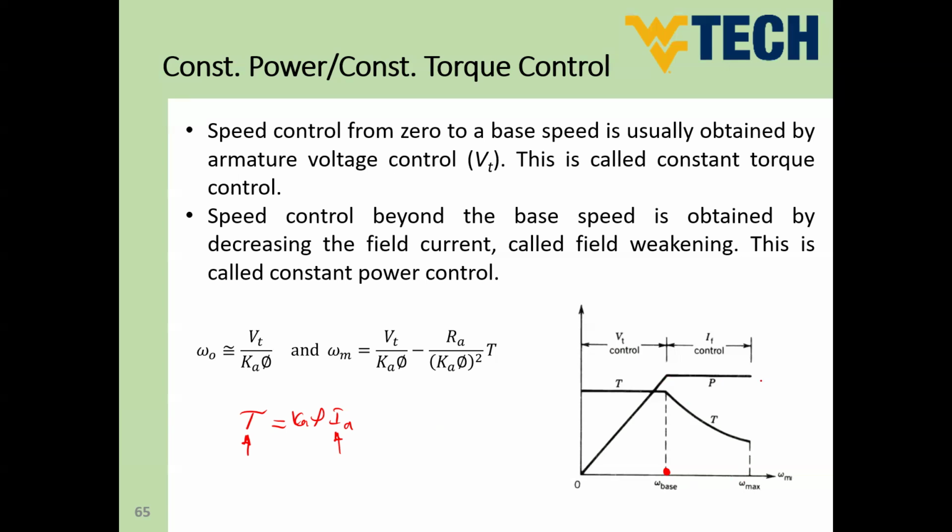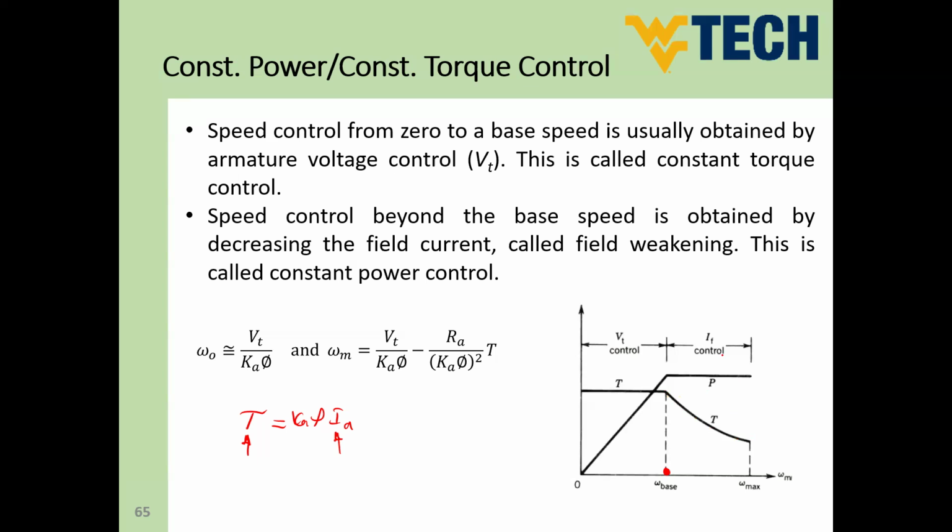So in this case, you can use here field control. So the field control, reducing the field is going to increase the motor speed, but you still have to control the motor power to keep the motor power constant. So in this case, you have to reduce your torque in order to keep your power constant.